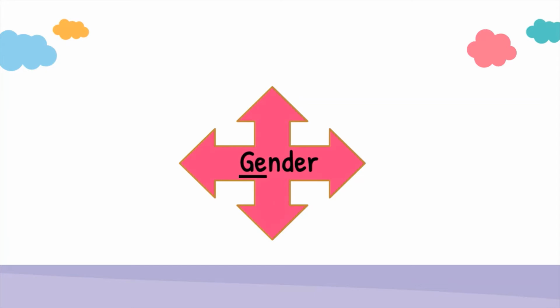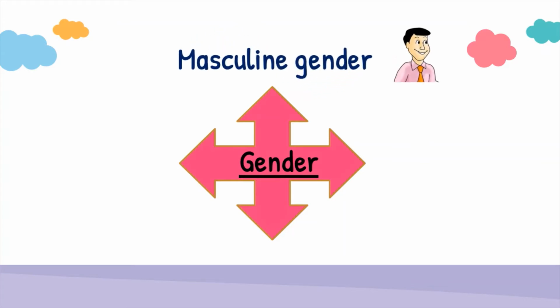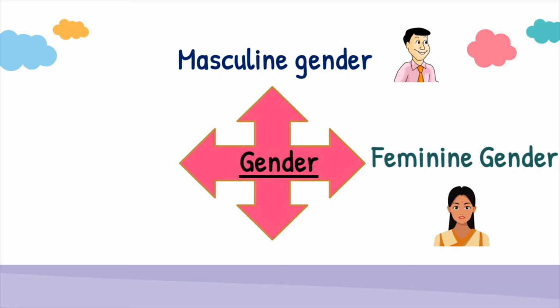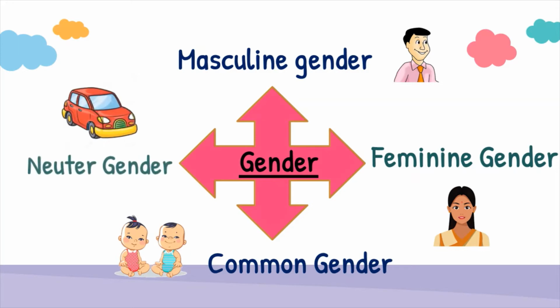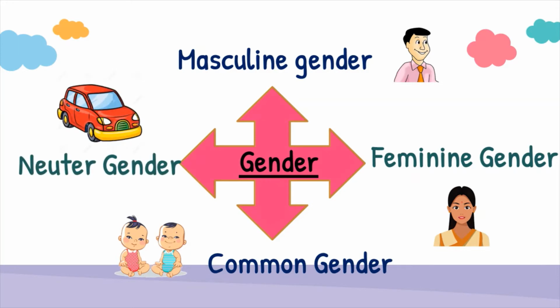Accordingly, there are 4 types of gender: masculine gender, feminine gender, common gender, neuter gender. Let's try to understand each of these genders with suitable examples.